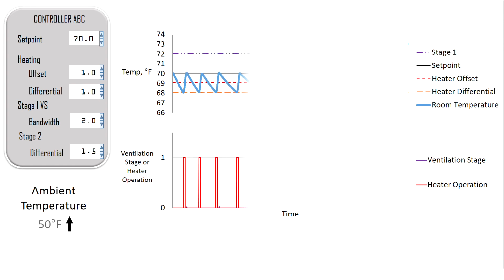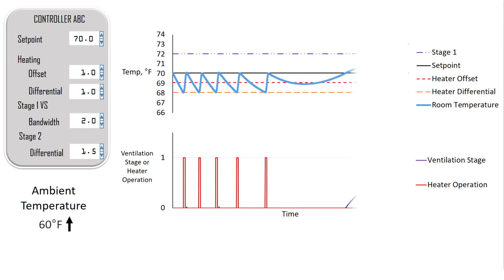As time passes and ambient temperature conditions increase, the initial pattern repeats and the time between heater operation lengthens because it is no longer needed because of the ambient conditions. The variable speed fan starts to increase more and more, going from minimum to maximum capacity as the ambient temperature increases to 70 degrees.